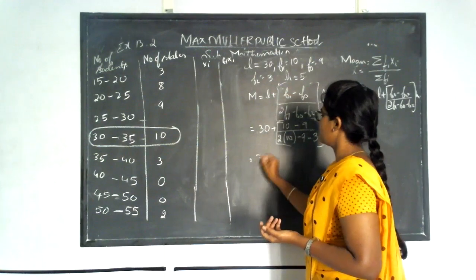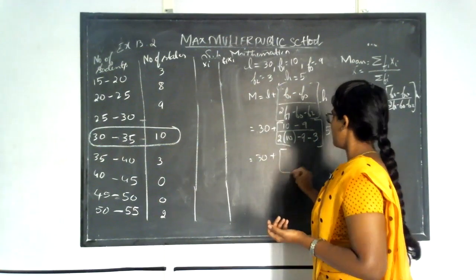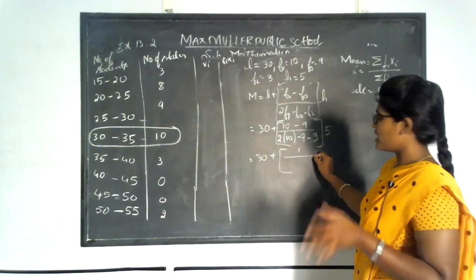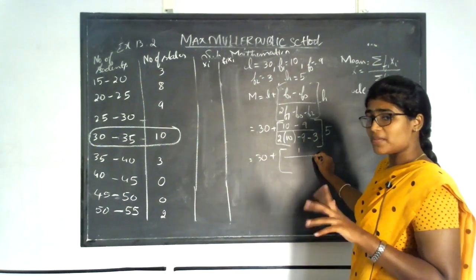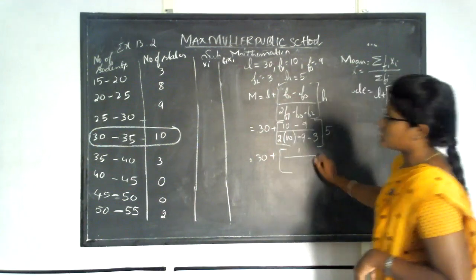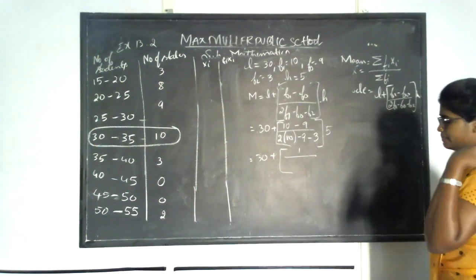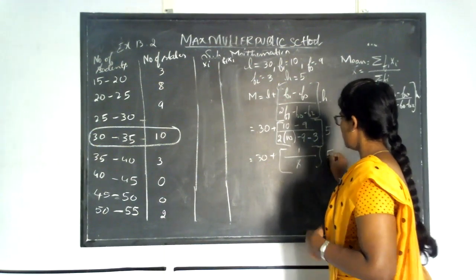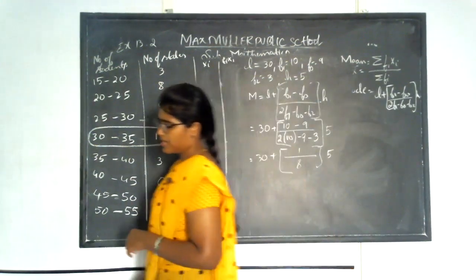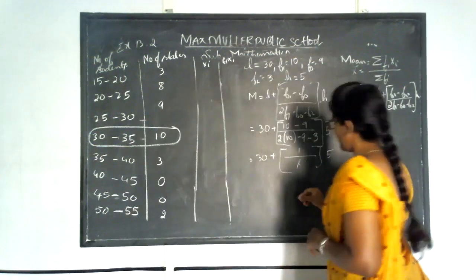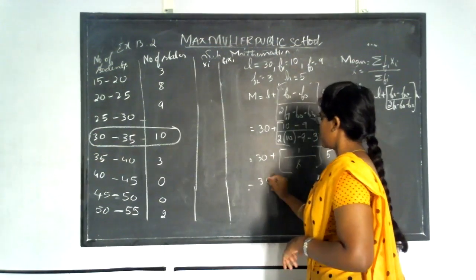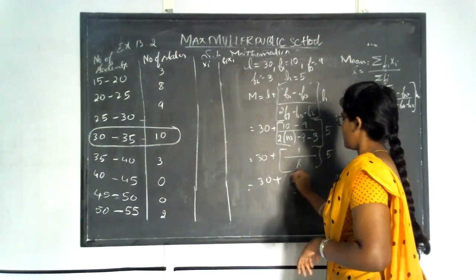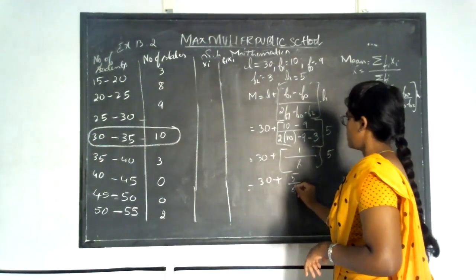So I'll be having 30 plus (10 minus 9 is 1) divided by (2 tens are 20, 20 minus 9 is 11, 11 minus 3 is 8), and into 5. So 1 into 5 is 5. So we will be getting 30 plus 5 by 8, so let me divide it.